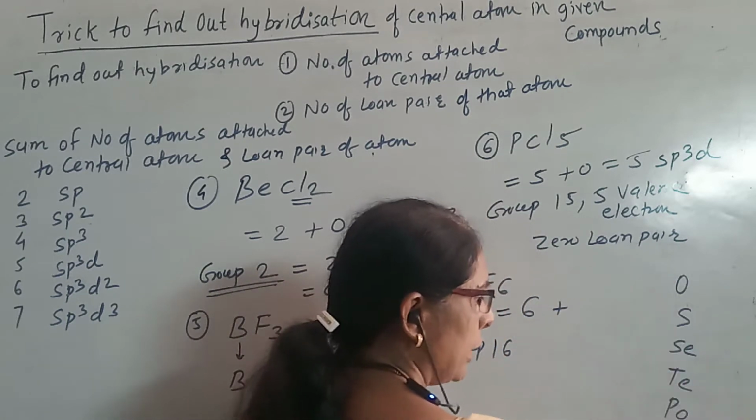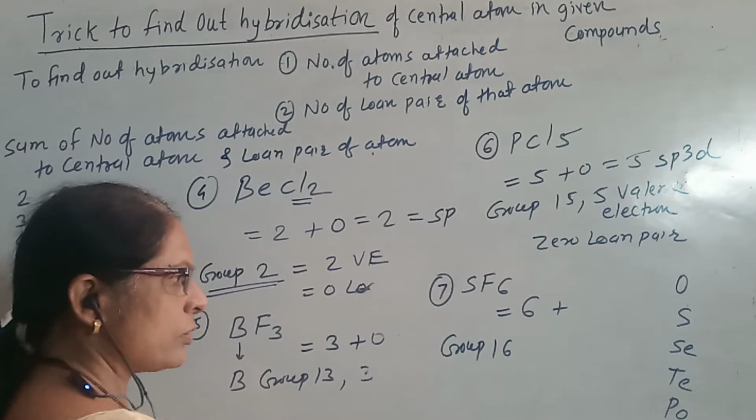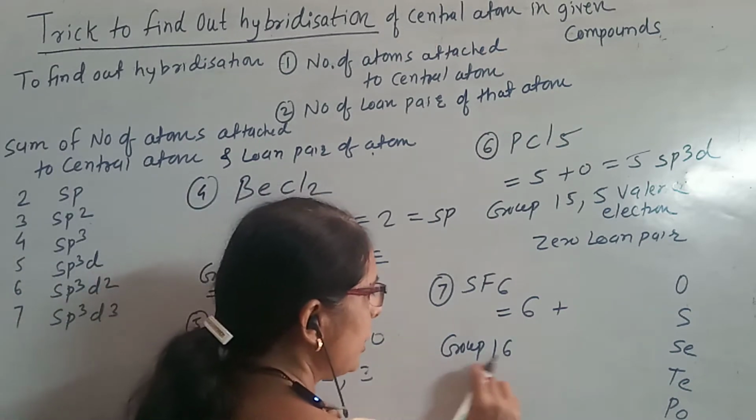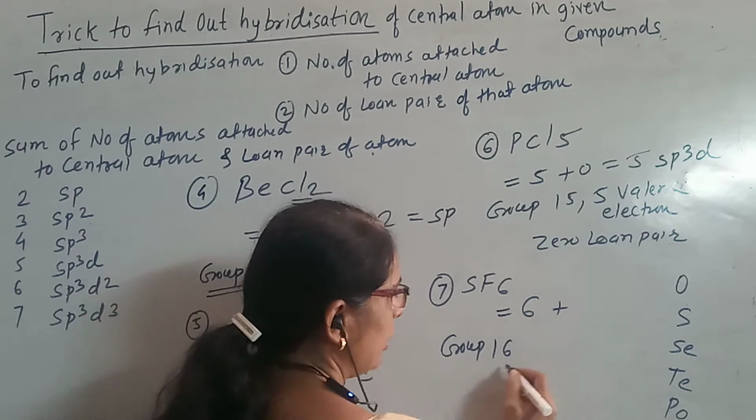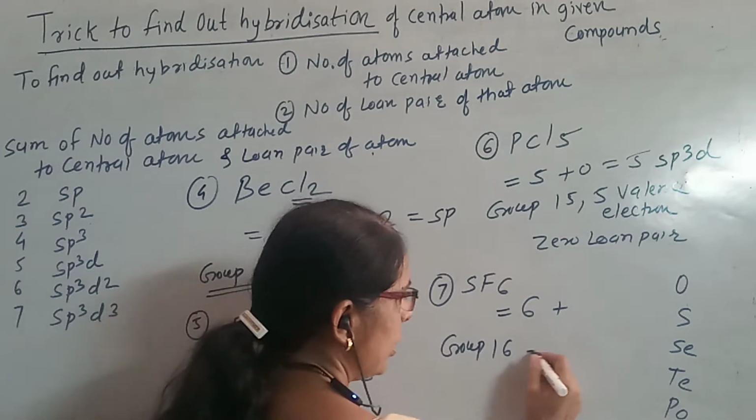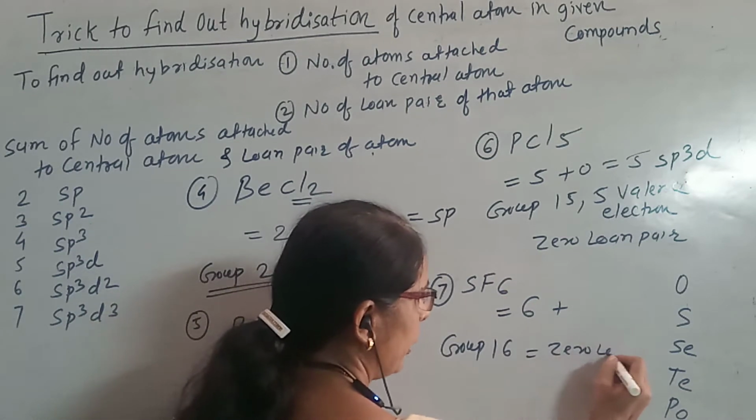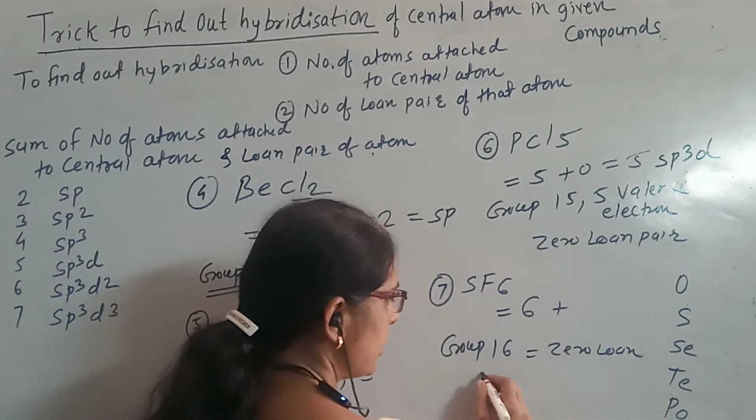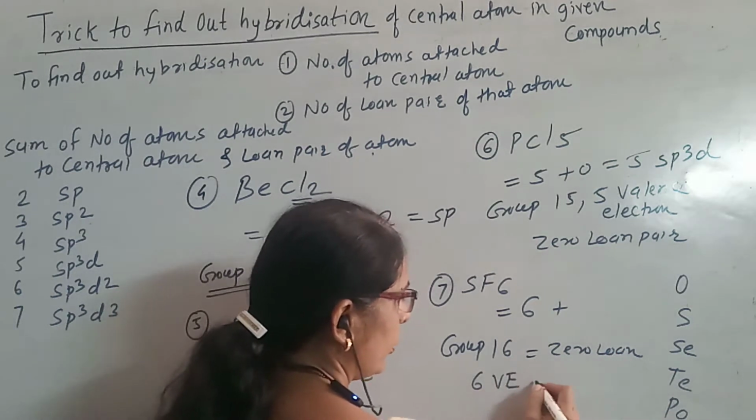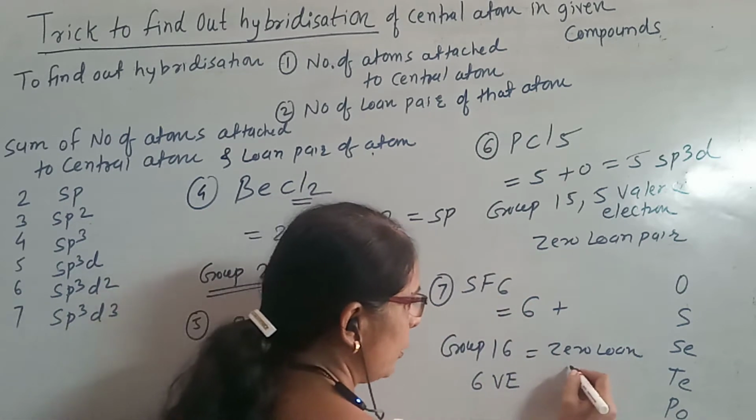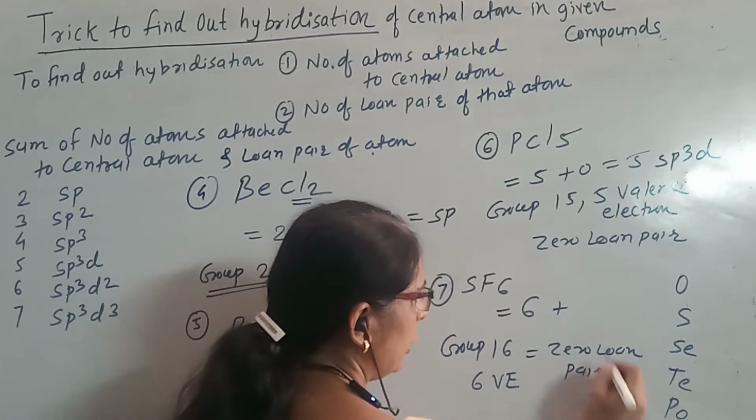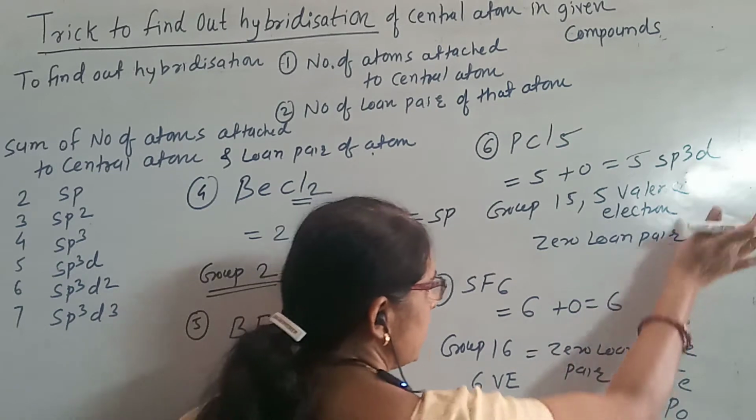So we can consider the trick like this way. A group 16 element has 6 valence electrons. All are busy in forming bonds. So it has 0 lone pairs. So it has 6 valence electrons, all busy in forming the bond with the fluorine. So it has 0 lone pairs, and therefore 6 plus 0 is 6.